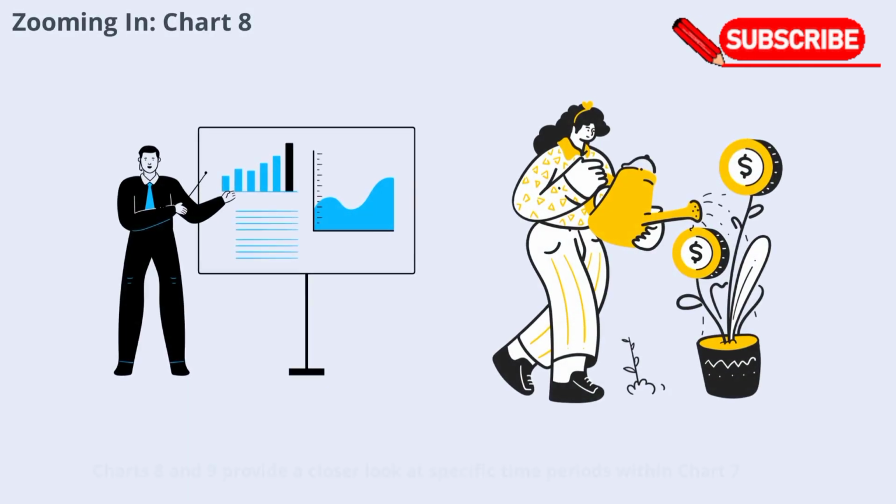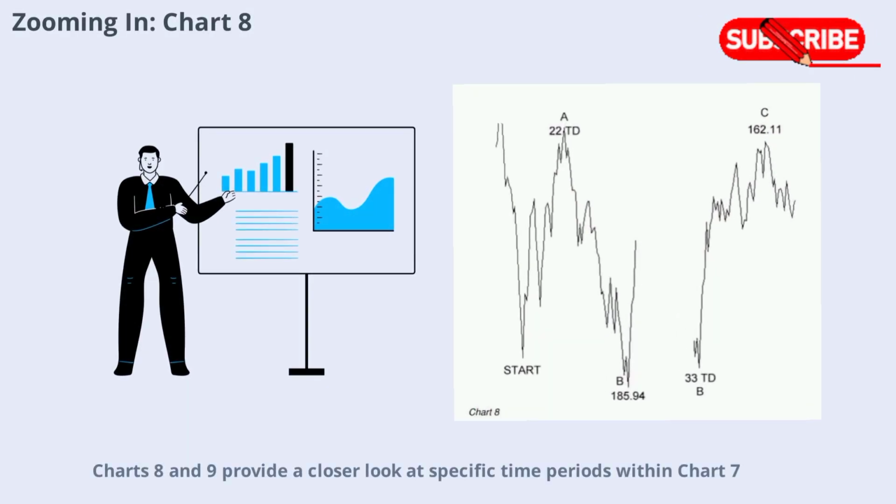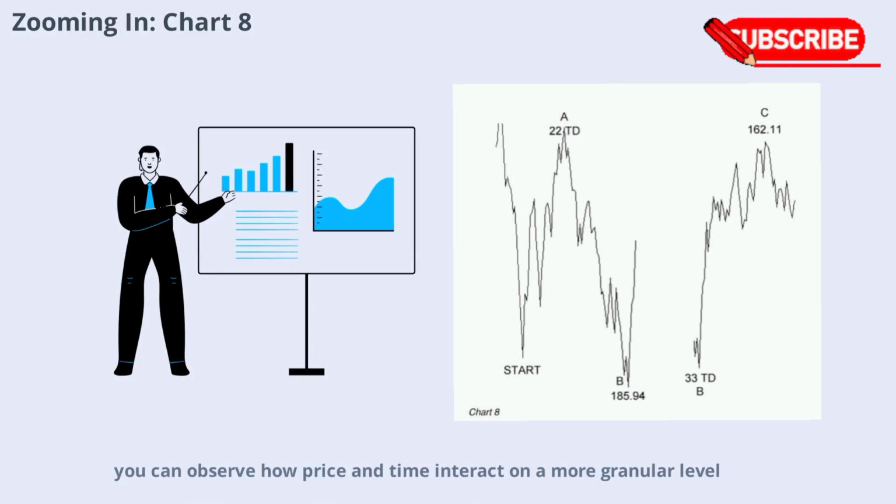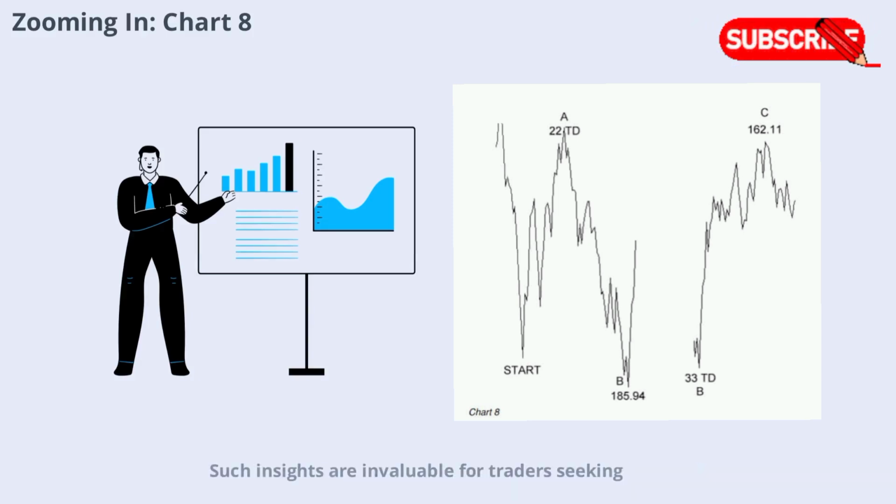Charts 8 and 9 provide a closer look at specific time periods within Chart 7. By focusing on smaller segments, you can observe how price and time interact on a more granular level. This detailed view allows for a deeper understanding of the squaring process and helps identify precise moments when price and time align. Such insights are invaluable for traders seeking to fine-tune their entry and exit strategies.